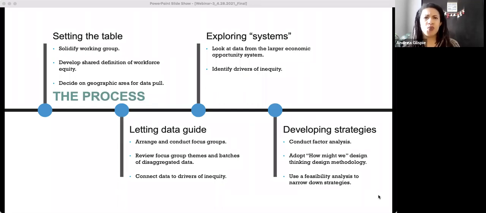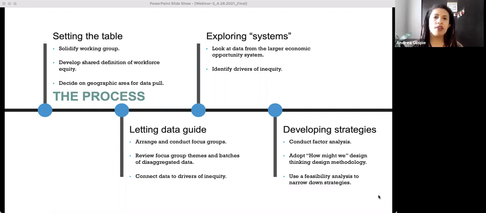After we did the factor analysis, we used a design thinking technique called How Might We, where we took what we said were the root causes in our factor analysis and turned them into a series of open-ended brainstorming questions. For instance, if one of our root causes driving a particular data point was the lack of affordable childcare, the question might be: how might we design a childcare system where workers at every level in the labor market have access to it and can depend on it?